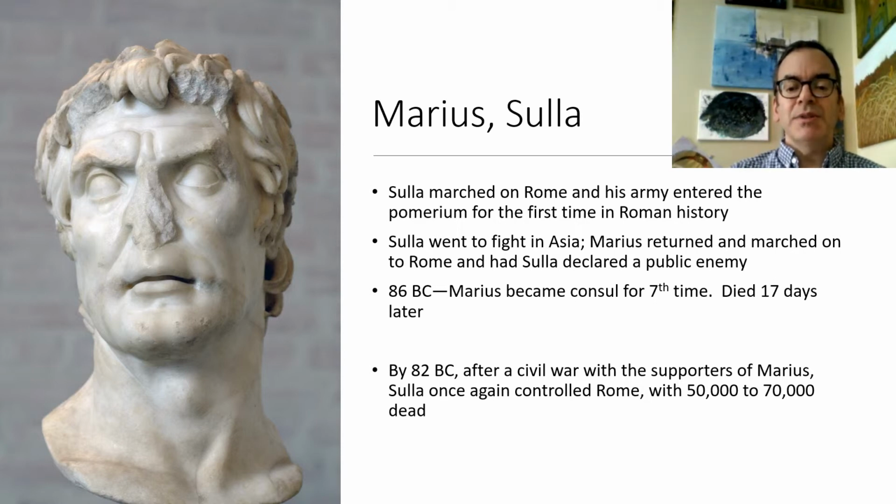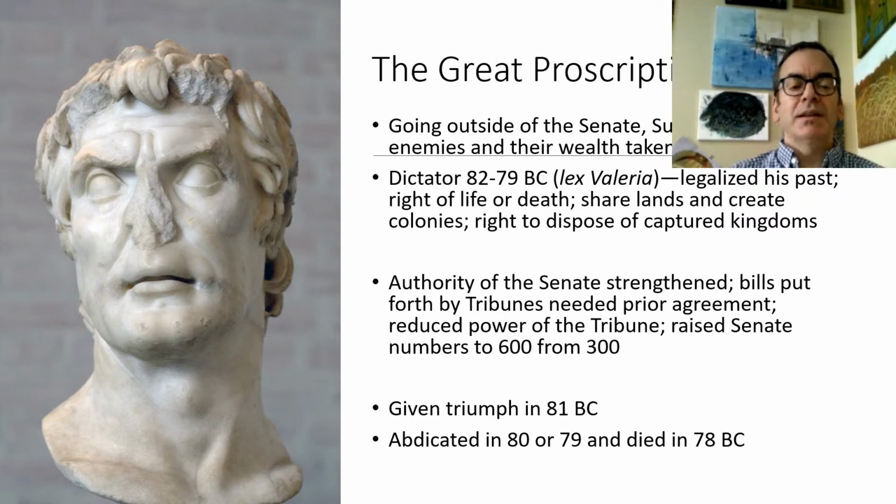By 82, just 4 years later, you've got really a civil war. So Sulla marches into Rome, takes control again, and does this massive purge of killing all of these people, 50 to 70,000 dead. And then what Sulla ends up doing is something called proscription. So he creates these lists of Marius's supporters, and then they can be killed freely, and the wealth goes to the state, really meaning it goes to Sulla.